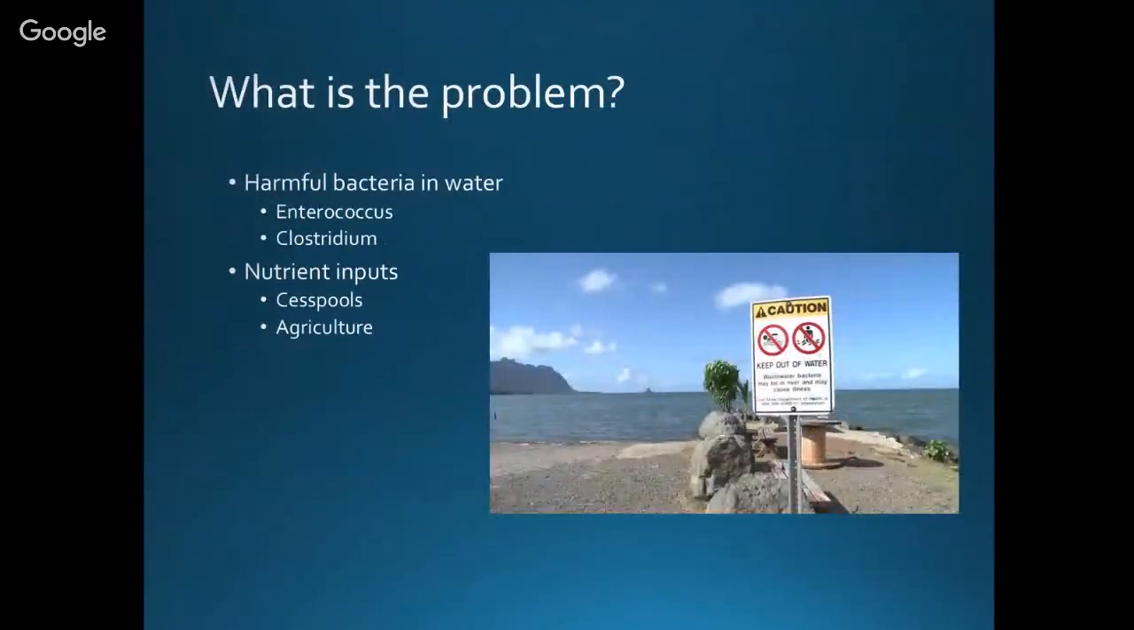So the main problem here in the bay is harmful bacteria in the water. There's Enterococcus and Clostridium, as well as nutrient inputs from cesspools and agriculture. As Trista talked about earlier, some of these beach zones are either closed off or have warning signs posted because of the high levels of bacteria here.